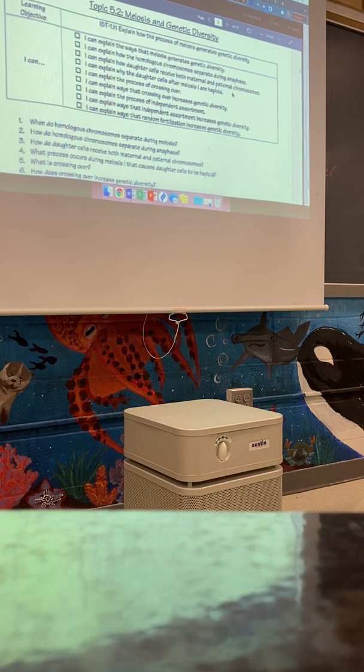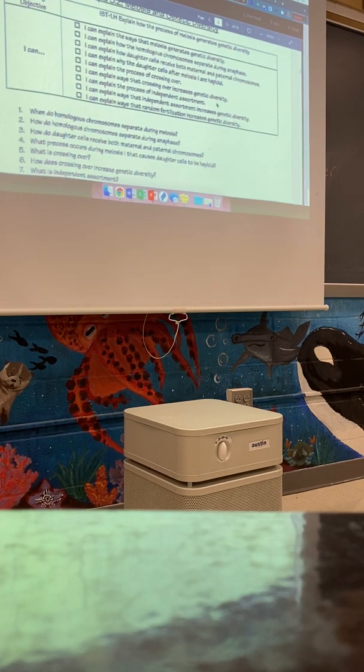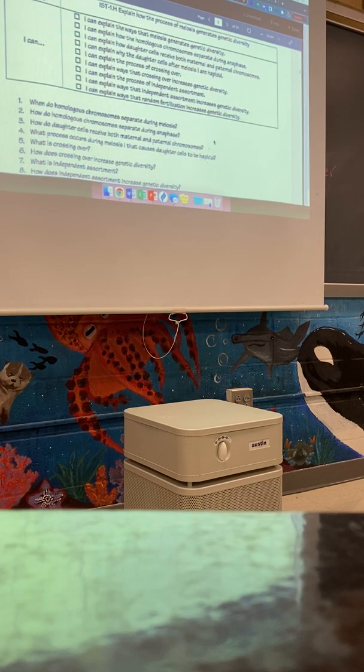I can explain how the daughter cells receive both maternal and paternal chromosomes. I can explain why the daughter cells after meiosis 1 are haploid. I know what crossing over is. I can explain how crossing over increases genetic diversity. I know what independent assortment is. I know how independent assortment increases genetic diversity. I can explain how random fertilization increases genetic diversity. Questions on those? Still feel okay about? Yes.